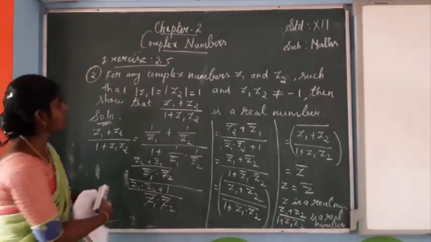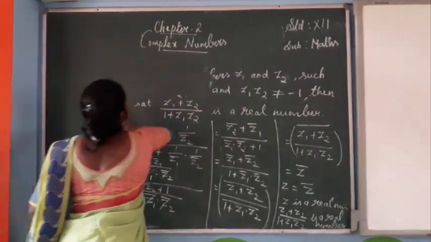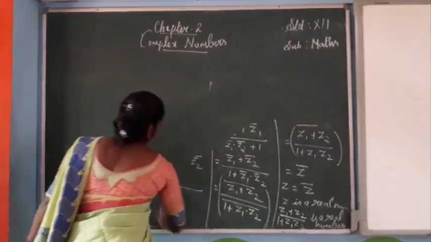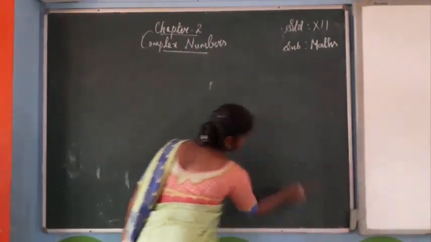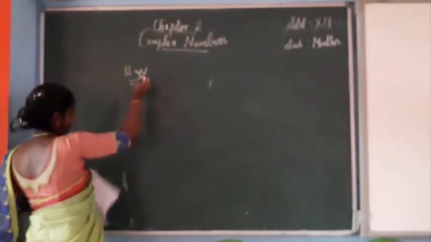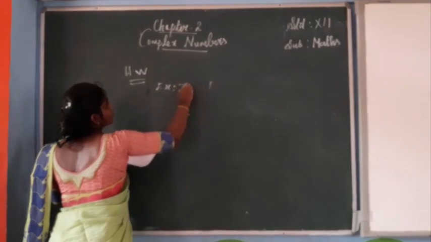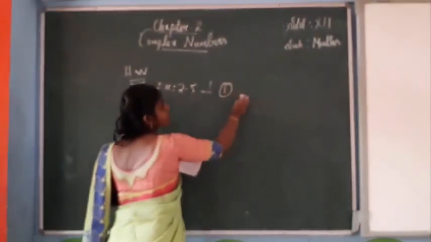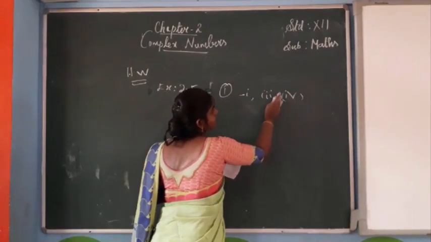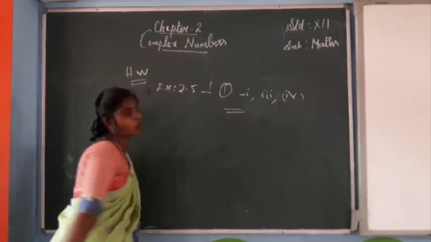So let us note the homework problems. Homework: Exercise 2.5, first question, first, third and fourth subdivisions. Do it as homework. Thank you.